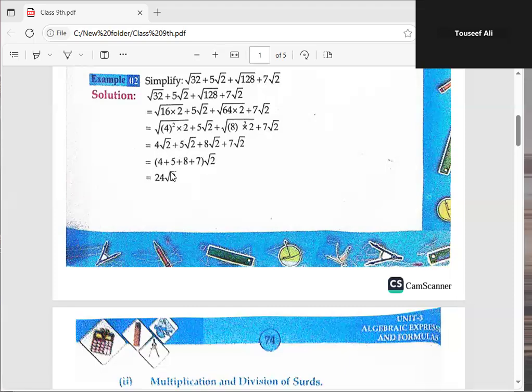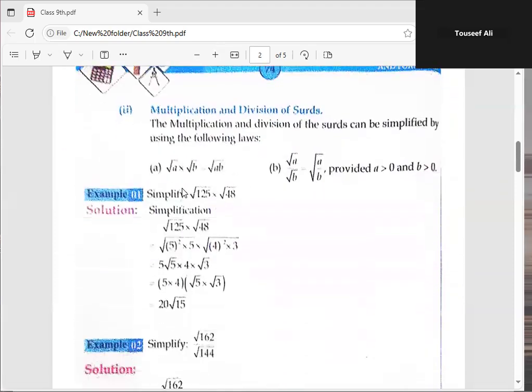When we add all these terms, 24 root 2 is the required solution, the answer of the given expression. Now the next topic we are going to discuss is multiplication and division of surds. How to multiply and divide surds.